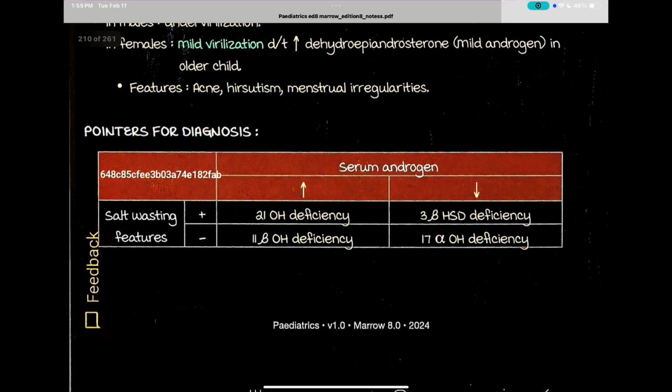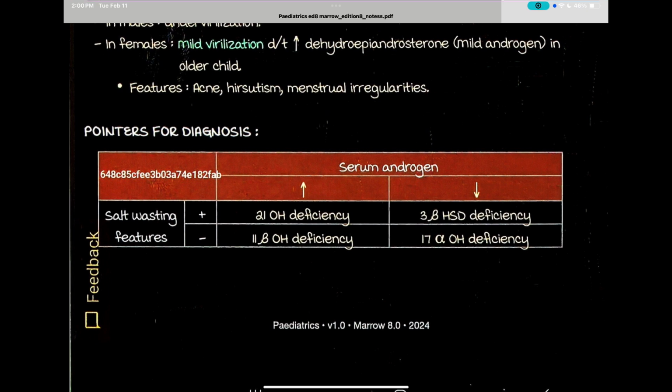Pointers for diagnosis: serum androgen and salt wasting features. Serum androgen is increased in 21 hydroxylase deficiency and 11 beta hydroxylase deficiency, but in 21 hydroxylase deficiency you see salt wasting features as well.